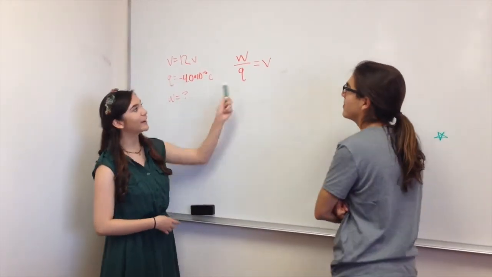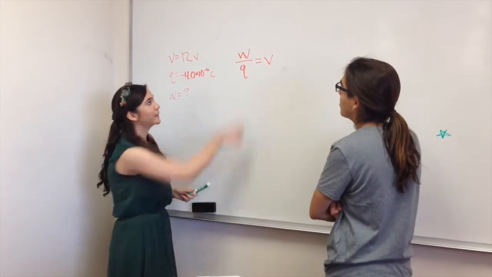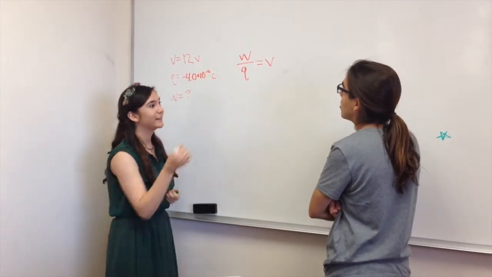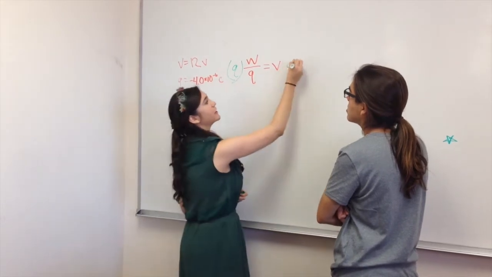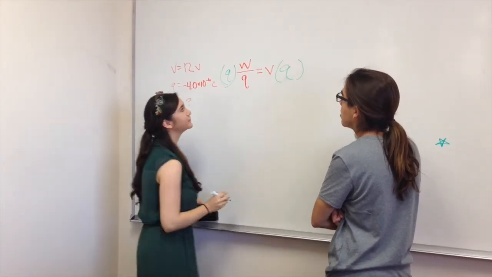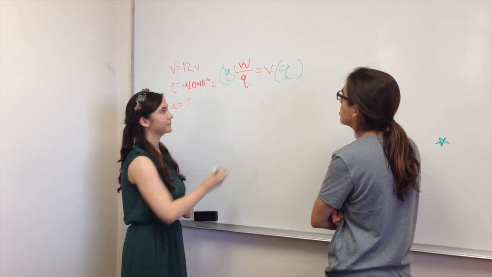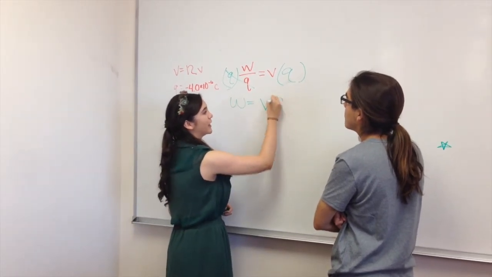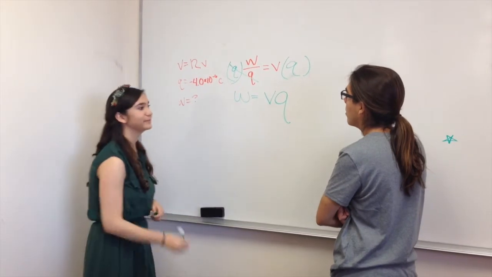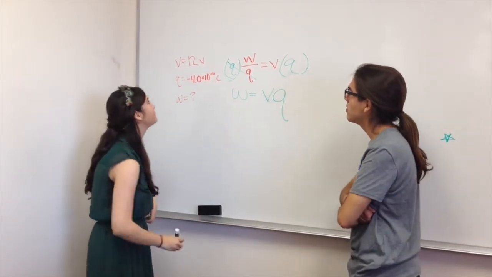We have this equation, but we need to find work. We multiply by charge on both sides, canceling out. So now we have work is equal to voltage times charge. Now we just plug them in. Plug and chug.